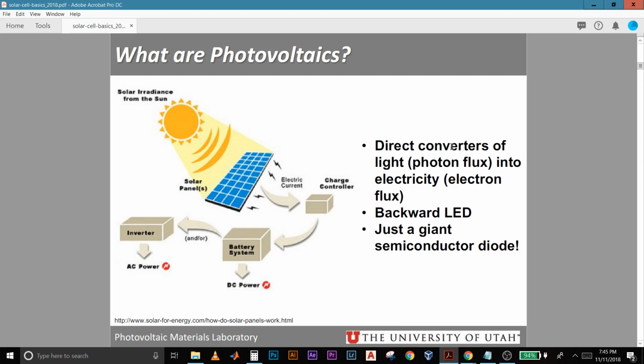To summarize, photovoltaics is used for the direct conversion of light into electricity. A photovoltaic cell can be thought of as a backward LED. What this means is that in an LED, you use electric current to produce light. In the case of photovoltaics, you're basically doing the opposite: you're using light to produce electric current. So it works like a backward LED, and it's a giant semiconductor diode. We'll see in more detail as we go forward in this lecture what this means and how it goes into the science of photovoltaics.